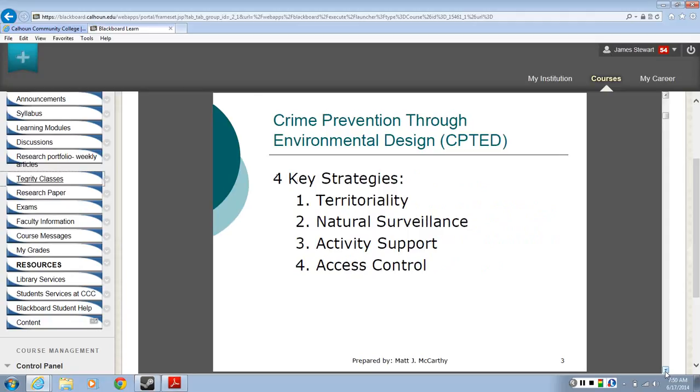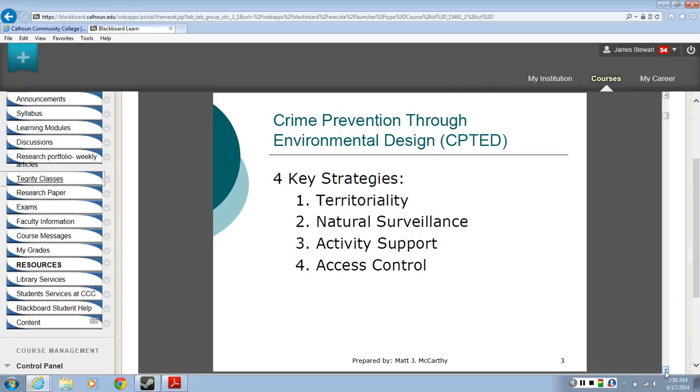And these are your four key strategies in regard to CPTED. Territoriality: you're setting yourself apart from everybody else. You're putting up some sort of boundary. You're creating your own territory. You are providing natural surveillance. That's both in and out. That's a two-way street. You are providing activity support, which means that the building is designed, the grounds are designed in such a way as to make the whole facility secure, and you are controlling access.